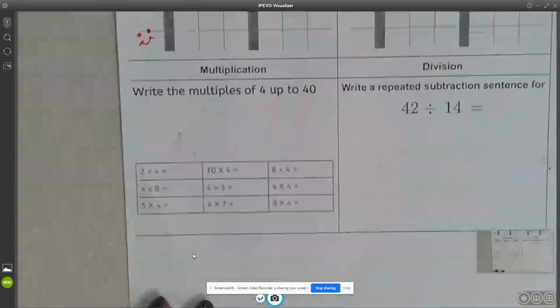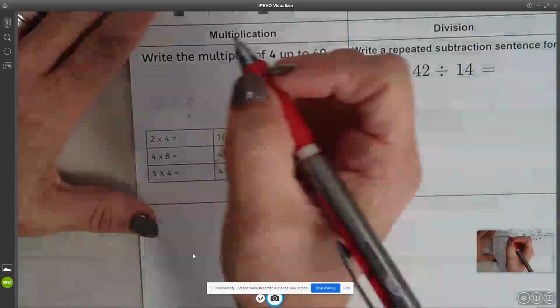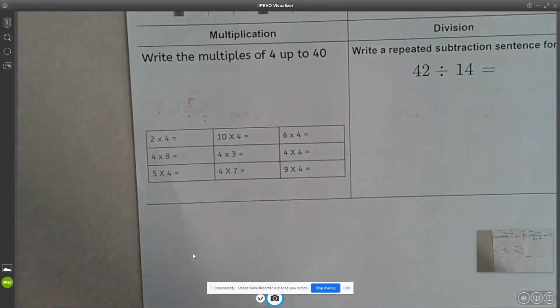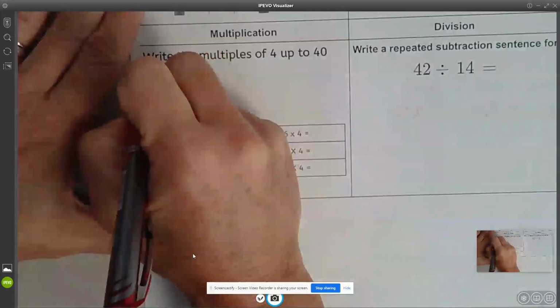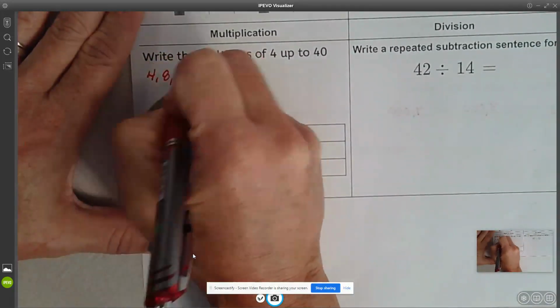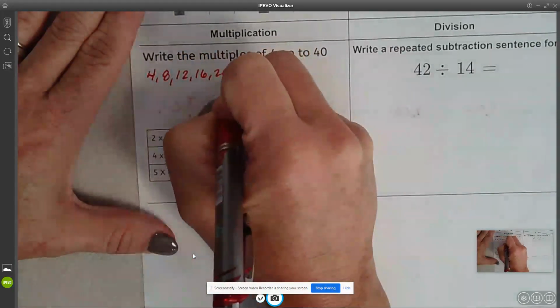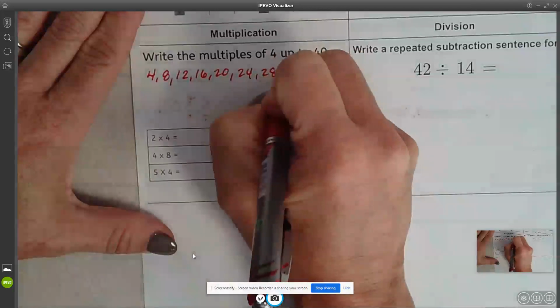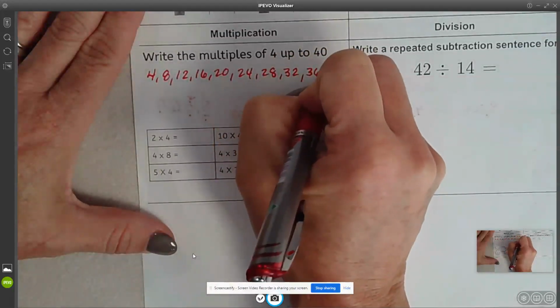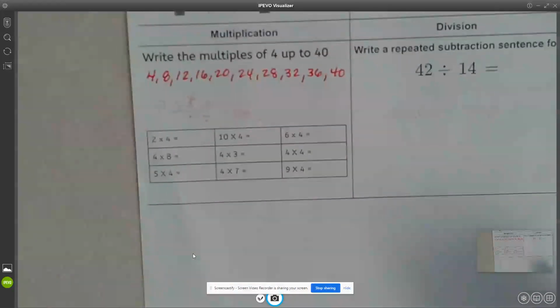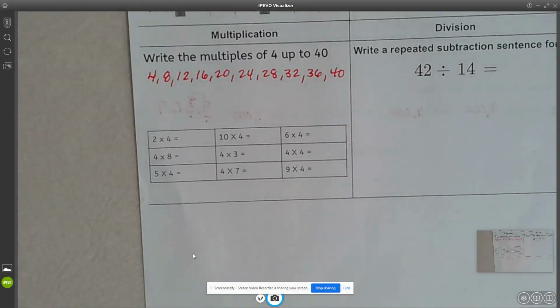All righty. This week we're doing multiples of 4. So remember, you can always go to your Google Classroom and listen to the multiples song. But you'll need to be able to write these by memory. So it's 4, 8, 12, 16, 20, 24, 28, 32, 36, 40. It's so hard to write that as I'm singing it. But it's 4, 8, 12, 16, 20, 24, 28, 32, 36, 40.